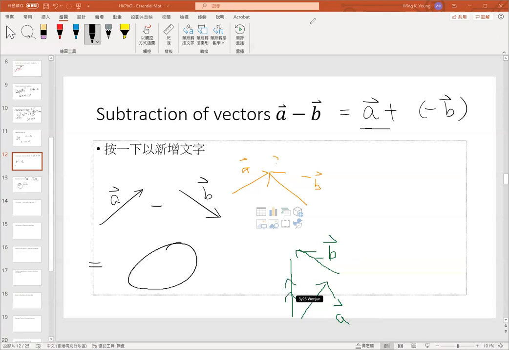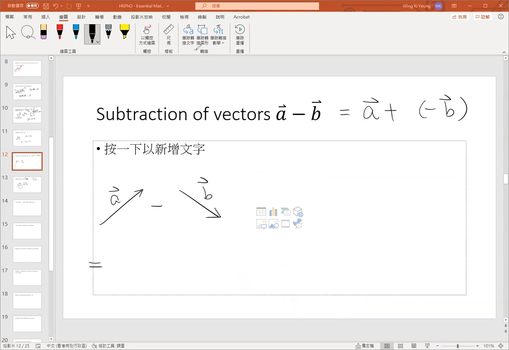Oh, okay, let me draw it. So you still need to use the head to tail method, okay? Not head to head to tail method. Okay, let me draw it.